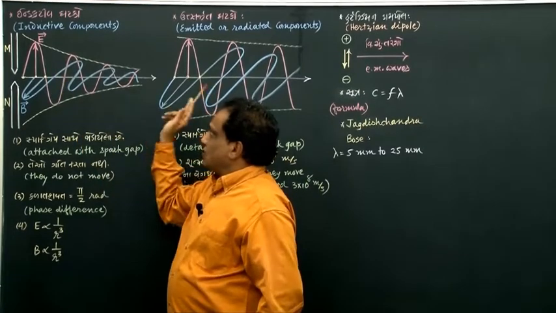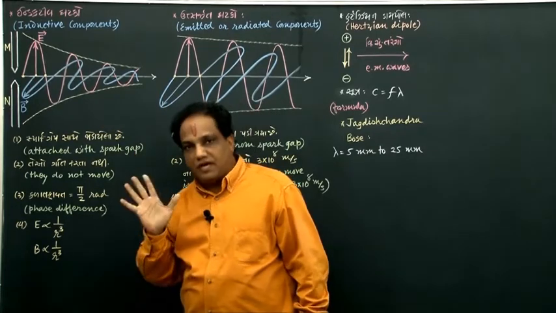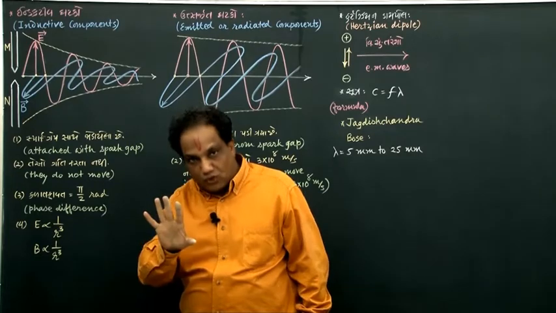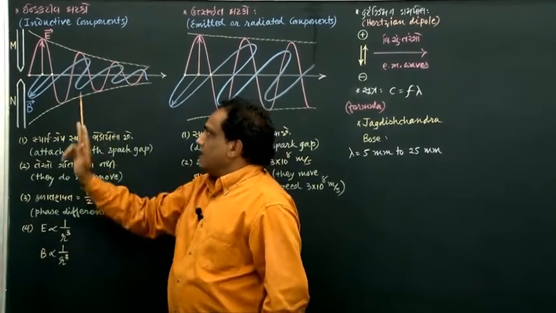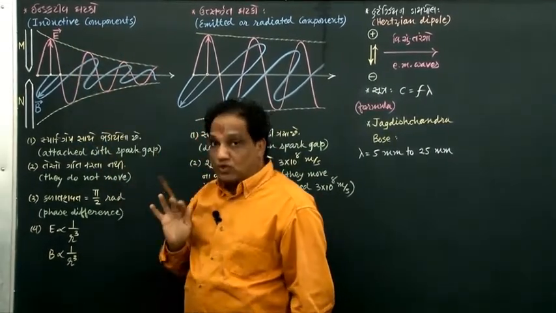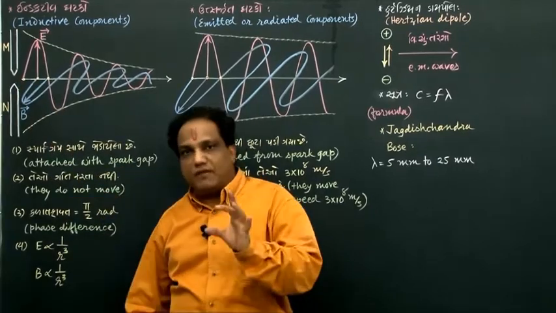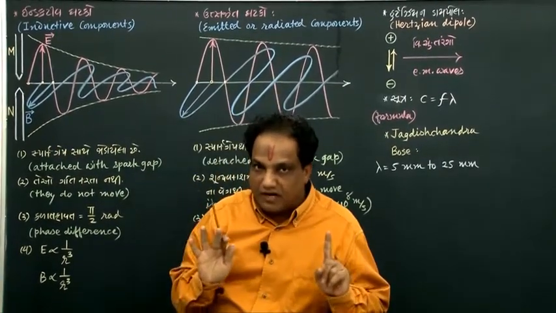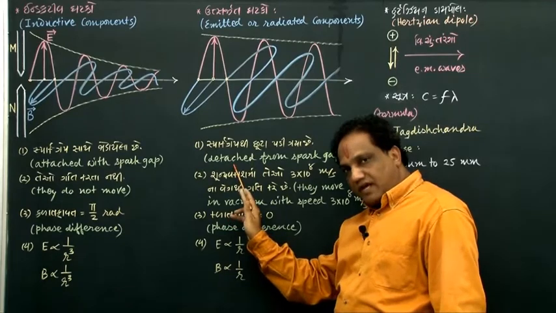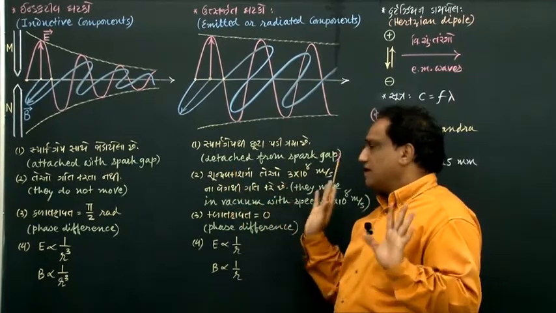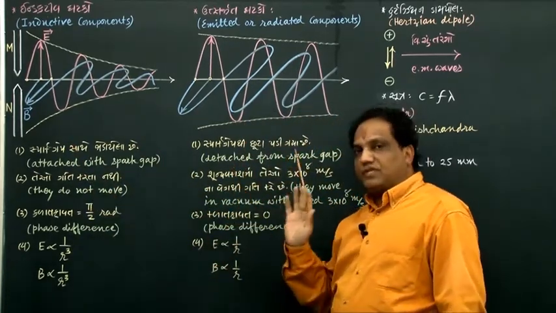In both, no doubt, electric field and magnetic field oscillate periodically in mutually perpendicular planes. That is true. But then there are some points of difference which you must remember. Look, here these inductive components are those components which remain attached with this spark gap. When they remain attached, they are not separated from the spark gap. And these are those components which have been already separated from the spark gap, or they have been detached from the spark gap. These components remain attached, these components get detached from the spark gap.